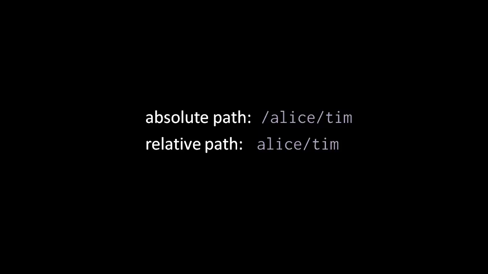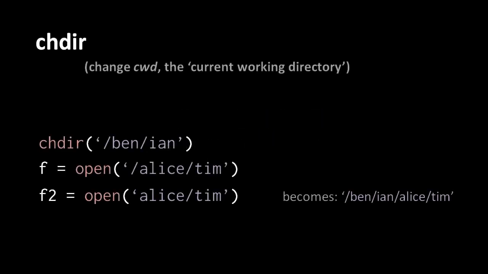A relative path is automatically translated into a full absolute path by tacking on in front what's called the current working directory. The current working directory is a directory associated with a process and is set in that process with the chdir, as in change directory, system call. So here, for example, I am setting the current working directory for this process to /ben/en.